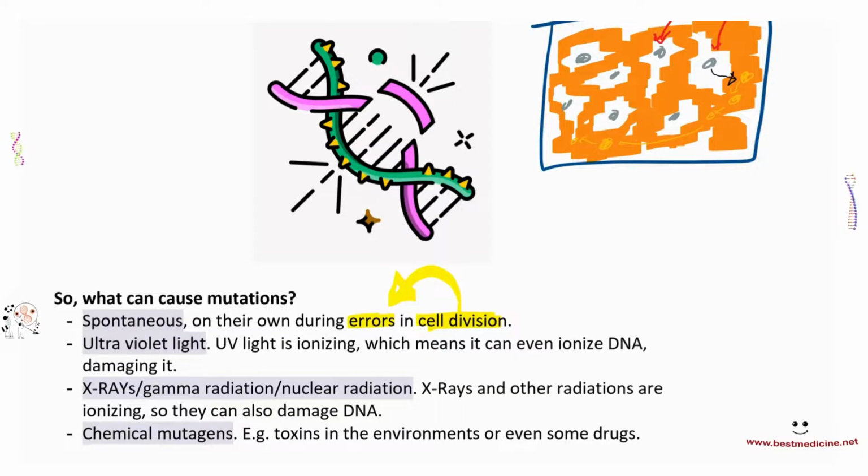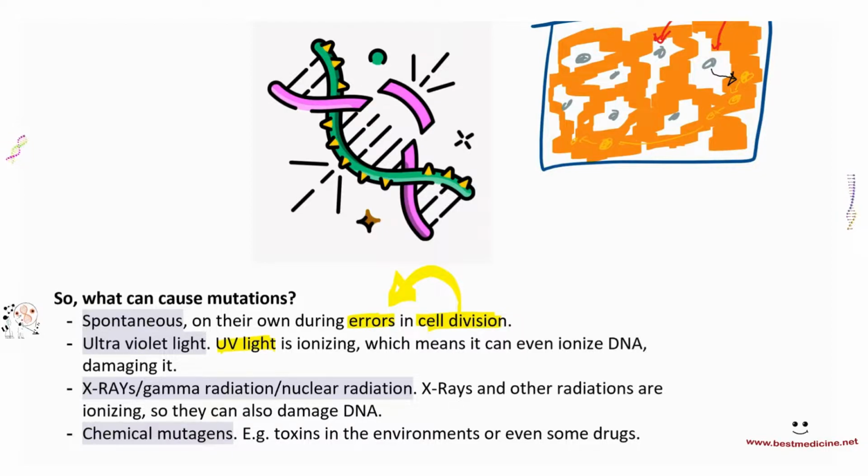We have ultraviolet light. UV light is ionizing, which means that it can damage DNA. X-rays and gamma radiation again damage DNA, changing the sequence of bases so that they can result in a change in the structure of a protein, resulting in many possibilities. Chemical mutagens. Chemicals can also cause mutations.